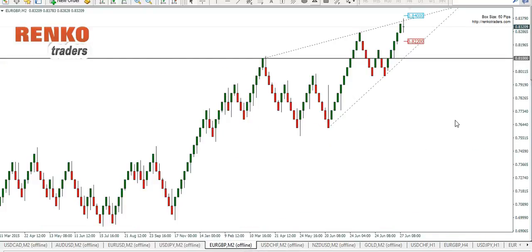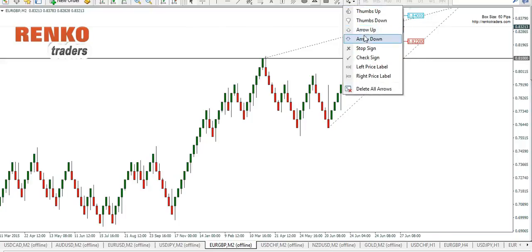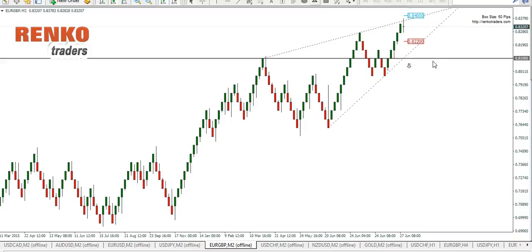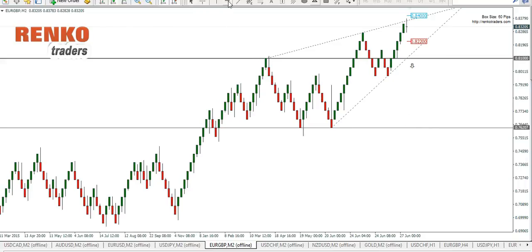The EURGBP, as you can see, prices are moving within this triangle pattern. A bearish reversal right here could signal a move towards 0.81, following which you could probably see a renewed move to the upside. At the same time, in the event prices break below 0.81, you could expect that the next leg of decline pushes the EURGBP towards 0.768 and 0.762.